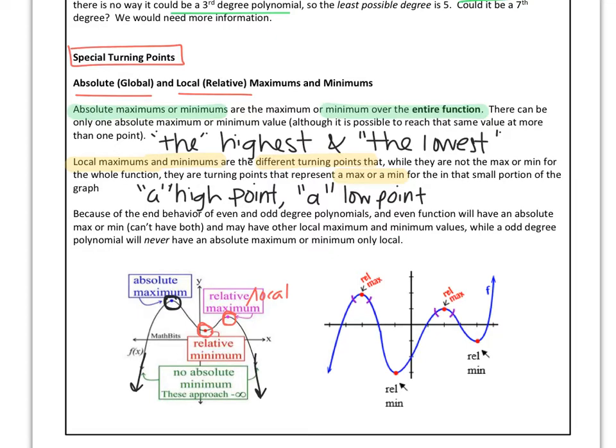And then notice here that it goes on to say that even functions will have an absolute maximum or minimum, but they can't have both. And then they might have other local or relative max and mins, while an odd degree will never have an absolute minimum or maximum. And the reason for that is because, remember, odd goes in opposite directions. So there can be no highest or lowest point overall because it goes to positive infinity and negative infinity here. Okay, so that's the example of why odd will never have an absolute max or min, only local. Okay, let's flip it over.